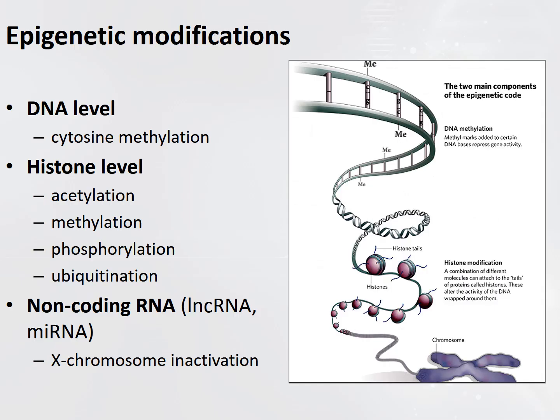So let's see what the different epigenetic modifications are. These markers can be added either at the level of DNA or at the level of chromatin. At the level of DNA, the only known modification is cytosine methylation. At the level of chromatin, however, there are a few modifications that can occur: methylation, acetylation, phosphorylation, and ubiquitination of histones. Also, recently, non-coding RNA have been considered part of the epigenetic toolkit.